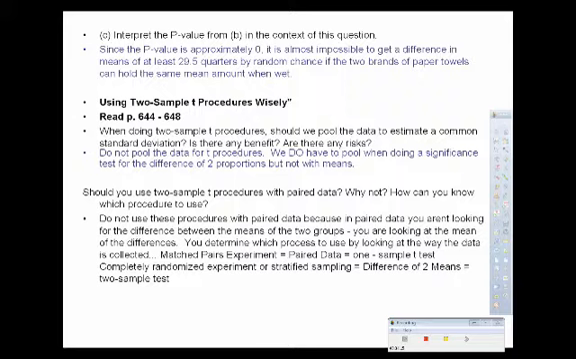Matched pairs experiment equals paired data. Paired data means a one sample t-test. Completely randomized experiment or stratified sampling equals the difference of two means, which means a two sample test. So just be careful which one you use.